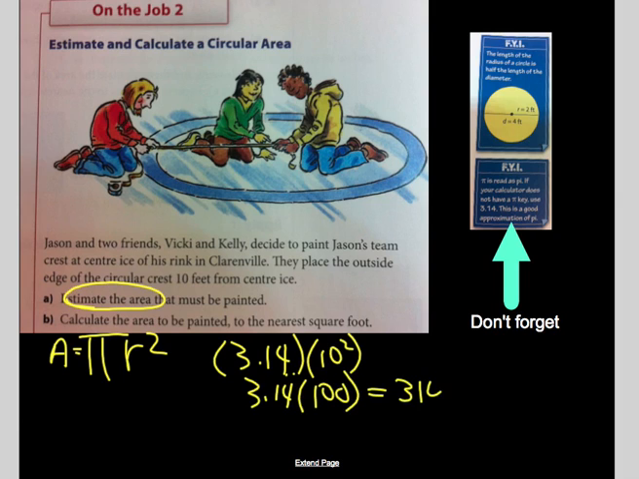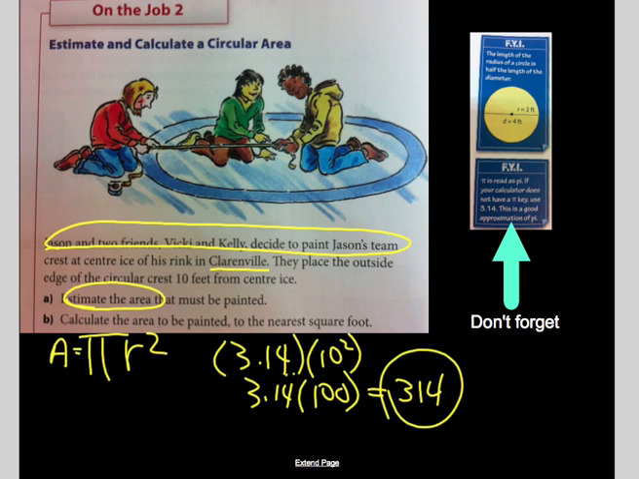It's just 314. So the area of this, Jason and 2 friends, Vicky and Kelly, decide to paint Jason's team crest at center ice at the rink at Clarenville. Looks like a Jets logo. They place the outside edge of the circular crest 10 feet from the center ice. So this is going to be 314, I should have put this in, square feet. Okay, so we're just using pi times r squared. Then calculate the area to be painted to the nearest square foot. Well, in this case, because the estimation was so easy with the number 10, this is actually the answer, 314 square feet. Okay.